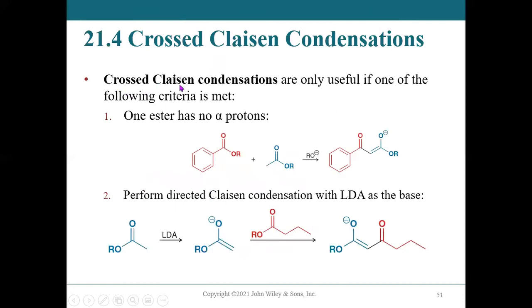The cross-Claisen condensations are only useful if one of the following criteria is met. One ester has no alpha protons. Here again is one ester with no alpha proton, and this ester has alpha protons. Then we can have the cross-Claisen condensation. Or we perform the directed Claisen condensation with LDA as base. So starting with one ester, using LDA to produce the enolate, then we add another ester to finish the Claisen condensation.